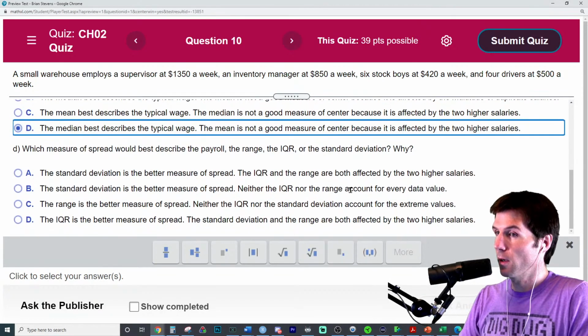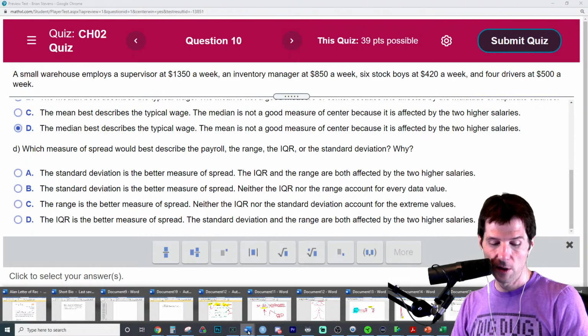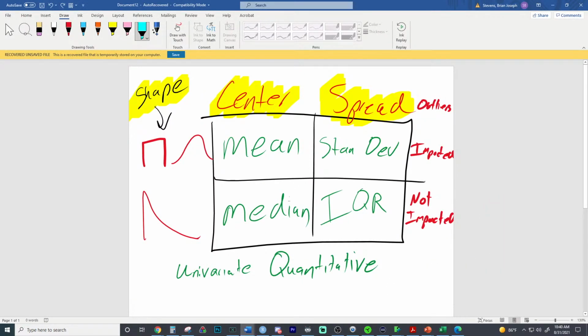So what is going to be the measure of spread that we use? Once again, we should know as soon as we use the median, what are we going to use for the spread? If we use the median for the center, then what's the measure of spread we're going to use? Great job, Roderick, right there.